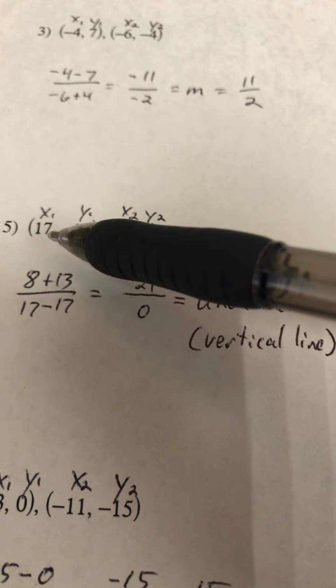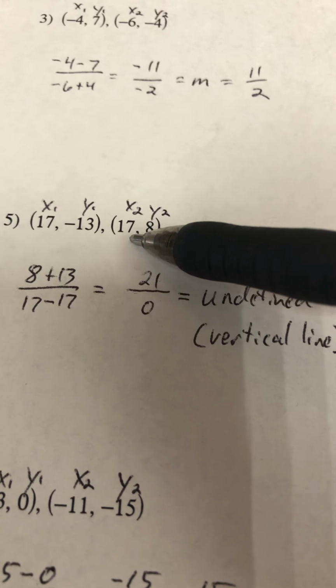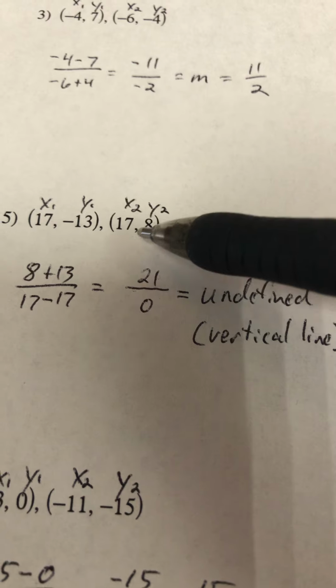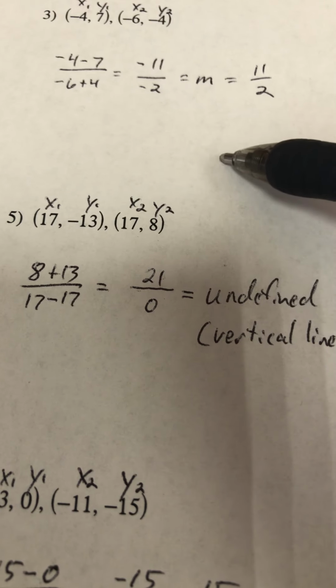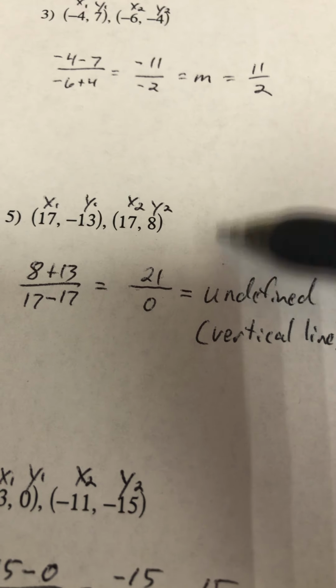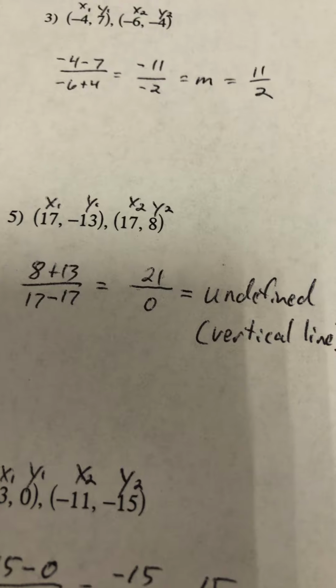And think about it. If you have an x here at 17 and an x here at 17, but you have different y values, that means it's way down here at negative 13 if I had a chart here, and way up here at 8, and it would just be at x 17. It's just going to be a straight up and down line.